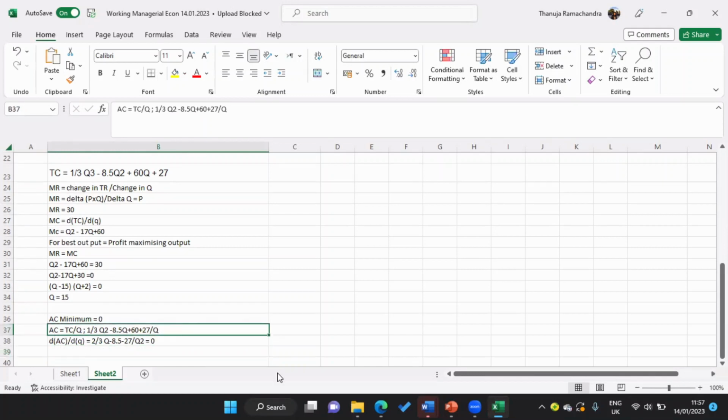So minimum average cost should be 0, right? How do we get that? The minimum average cost is where the slope, DTC by DQ, is 0. Again, I think we'll go to the same equation.